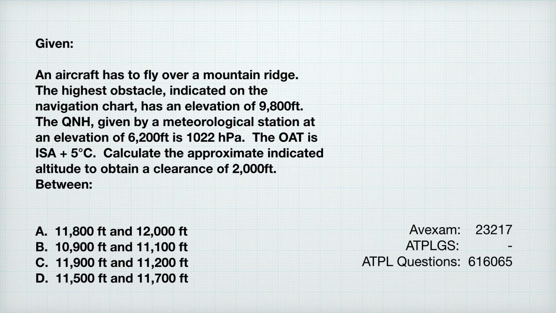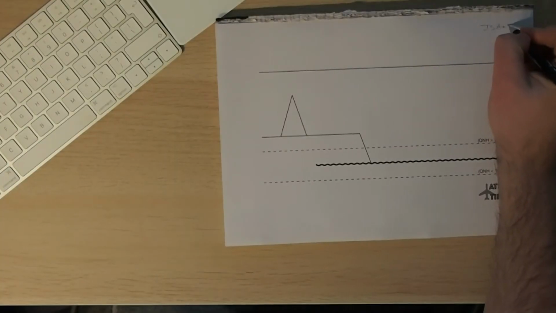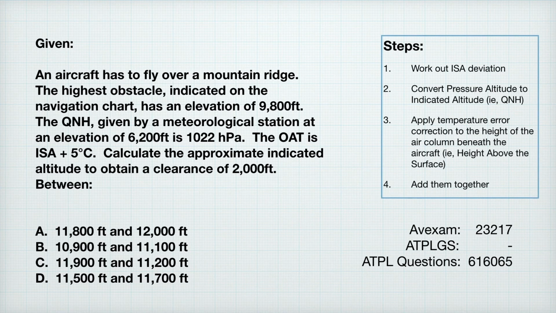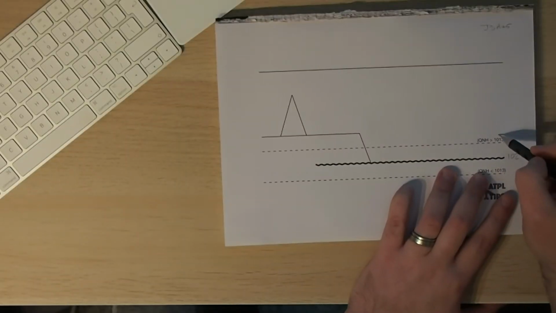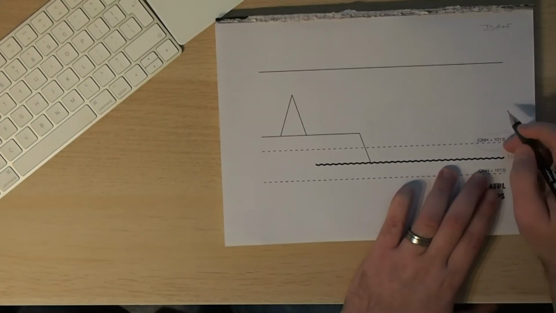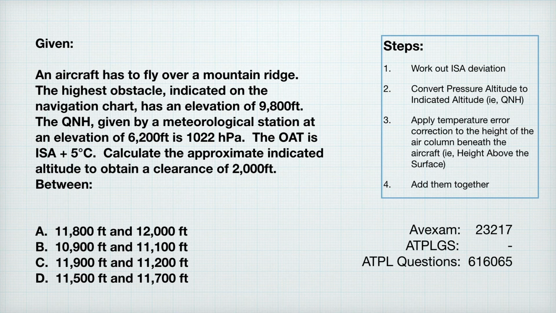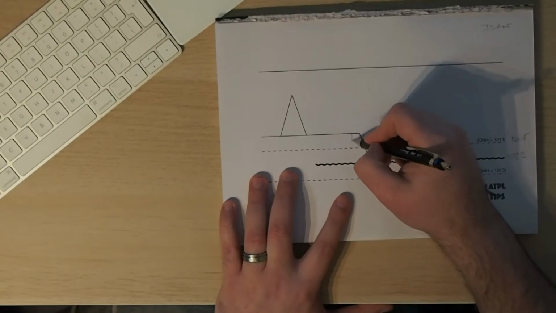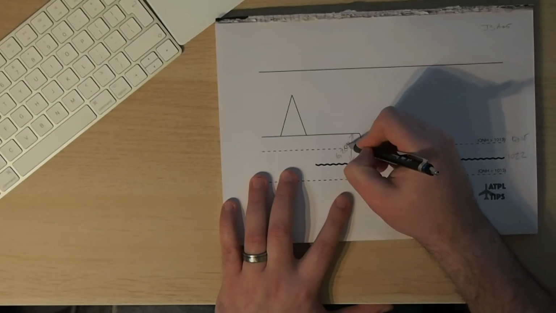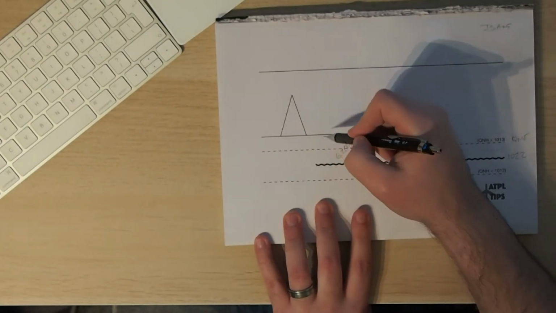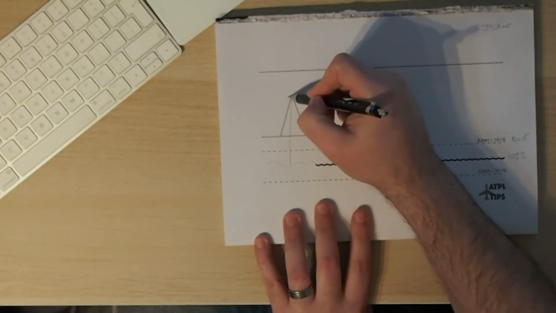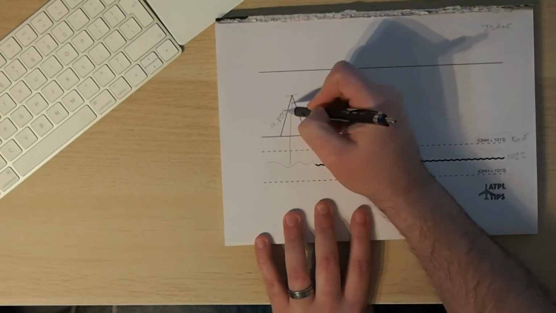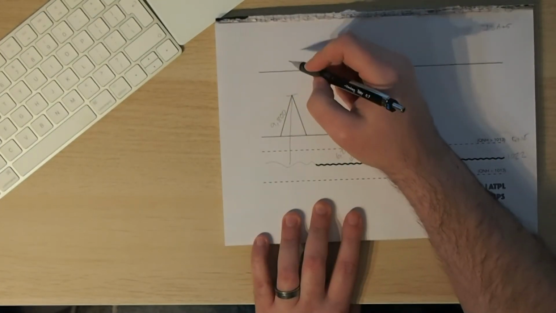So, first thing to do, ISA temperature deviation. We've got ISA +5. So that's easy enough. The QNH that we've been given is 1022. Because of that, it means that our QNE, our ISA reference pressure datum, is above sea level. The elevation is 6,200 feet, and the obstacle has an elevation of 9,800 feet. And we need to maintain a clearance of 2,000 feet.